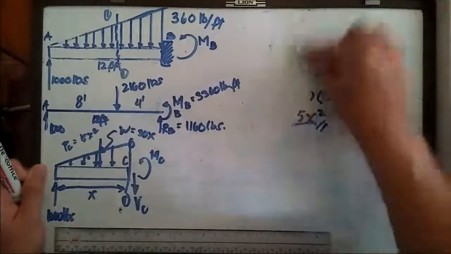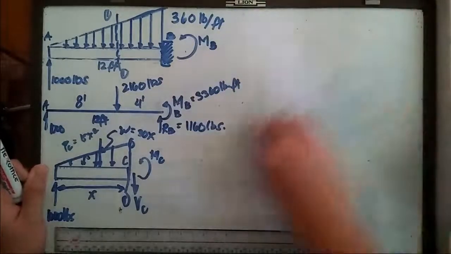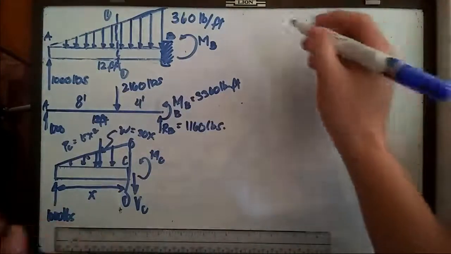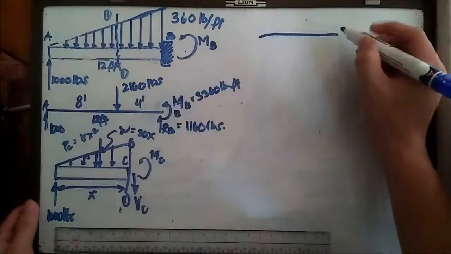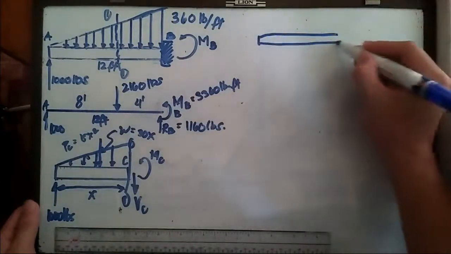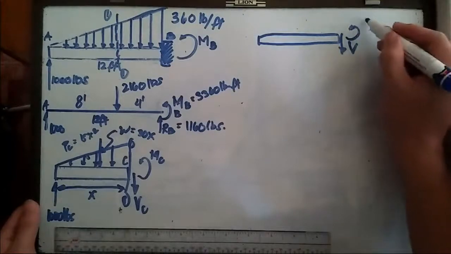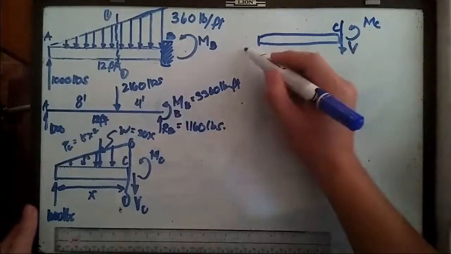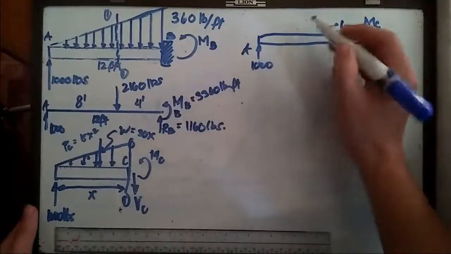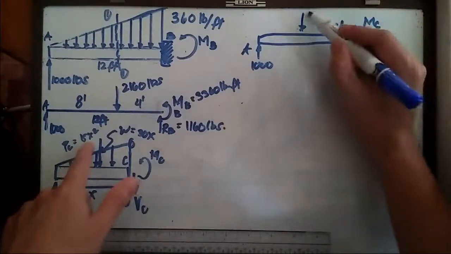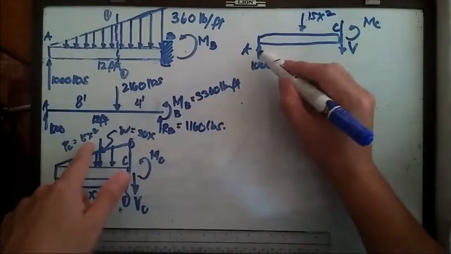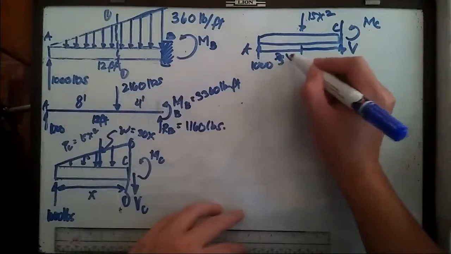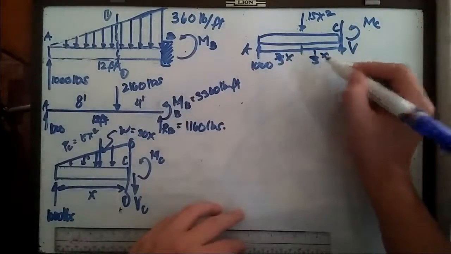So I'm going to free this space again so that we can work on it. Now the next step here is to write again the simple free body diagram of this beam. This one is V, this one is M sub C. You can assume the point here where we did the sectioning. This one is 1000, and this one is the concentrated load, 15x squared. We all know that this one is 2/3 of x, and this one is 1/3 of x.